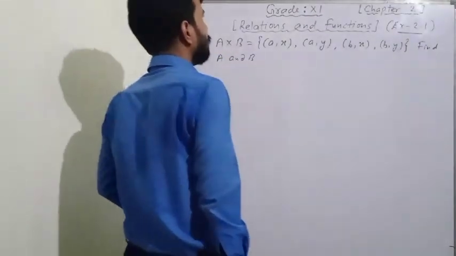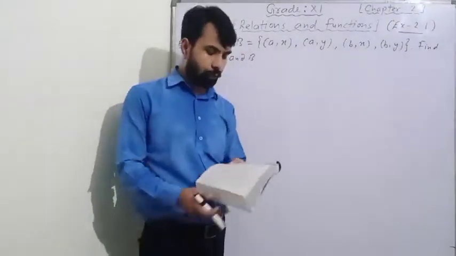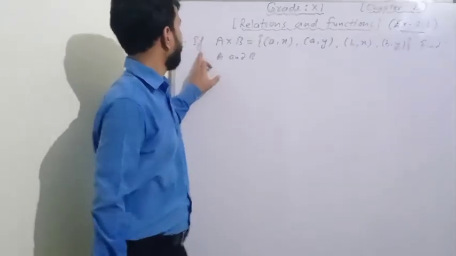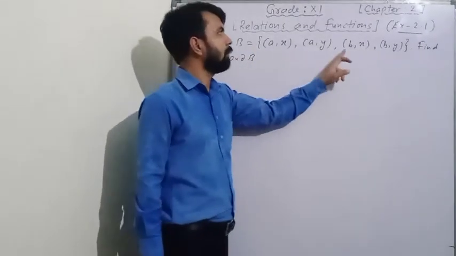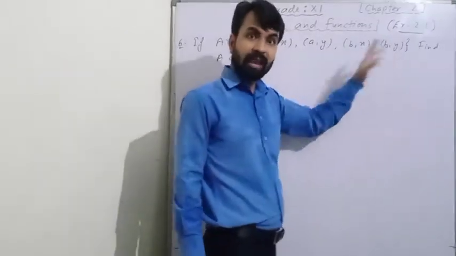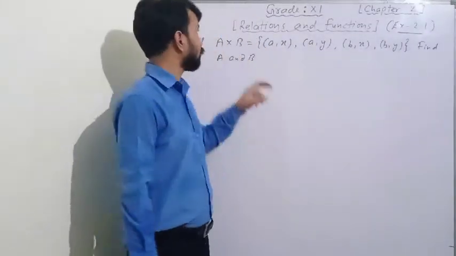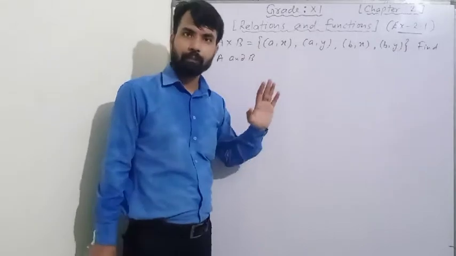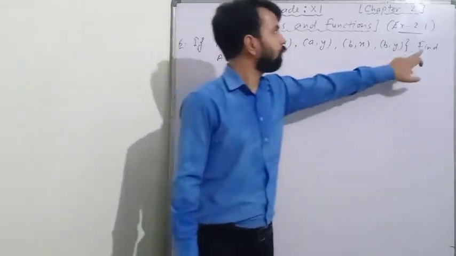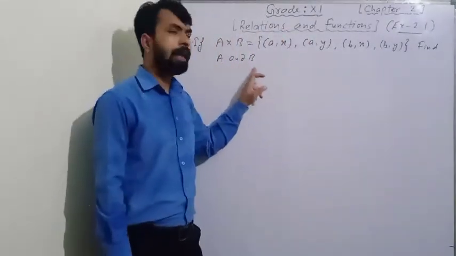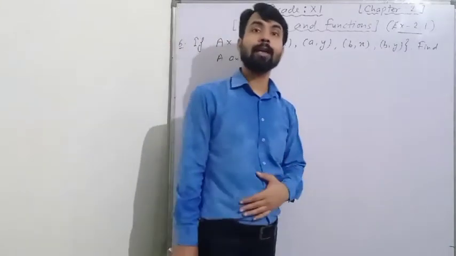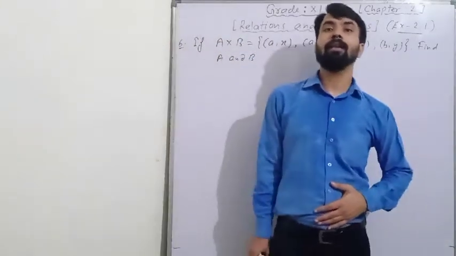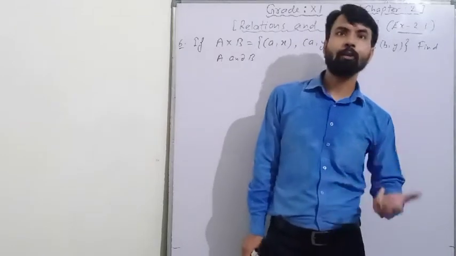Okay students, now let's start question number 6. If A cross B equals (a, x), (a, y), (b, x), (b, y), meaning the Cartesian product of A and B is given, understood? Then find the set A and set B. Now the Cartesian product of two sets is given and we have to find the sets. So how can we find them?